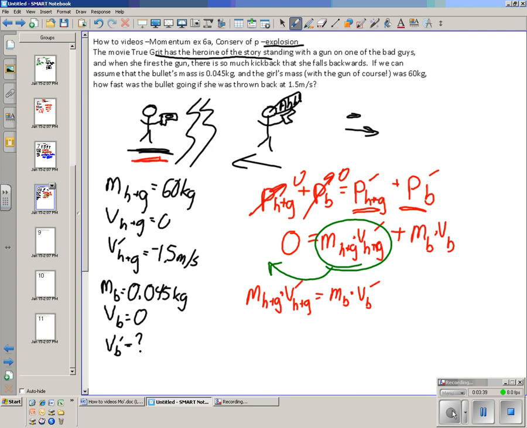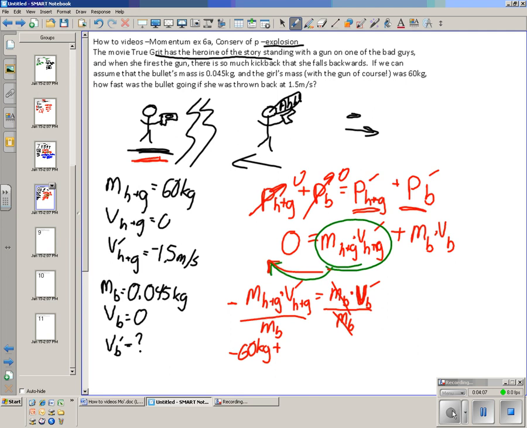I'm looking for the final velocity, or v prime, of the bullet. So divide through by mass of the bullet, and these cancel out, and I've got the final velocity of the bullet. Now all I have to do is plug in my numbers. Oh, and there was a negative sign there because I subtracted it, right? Yes. Pay attention there.